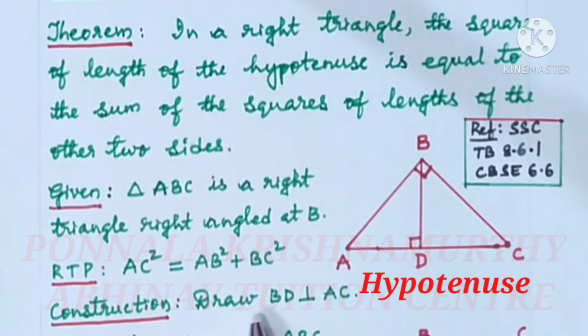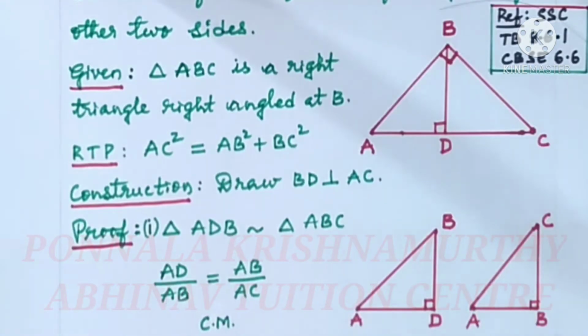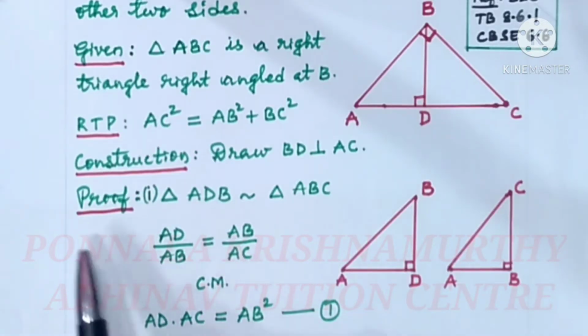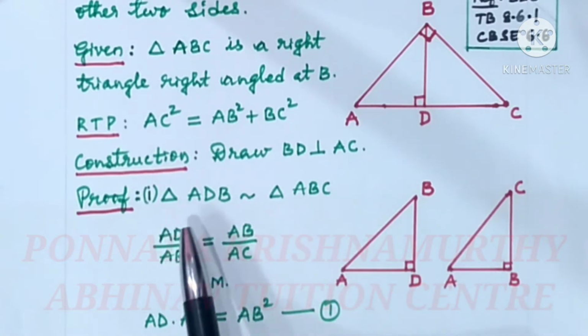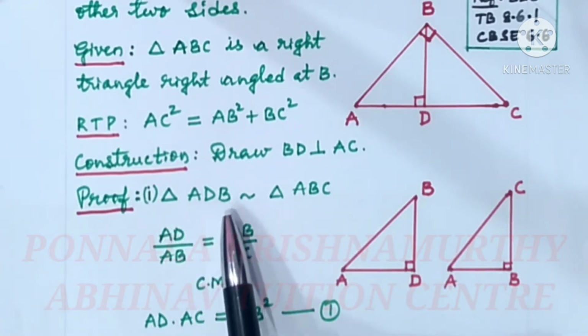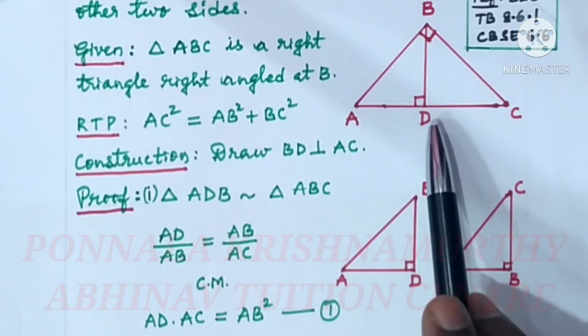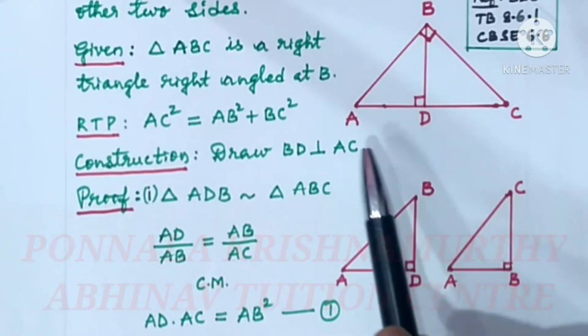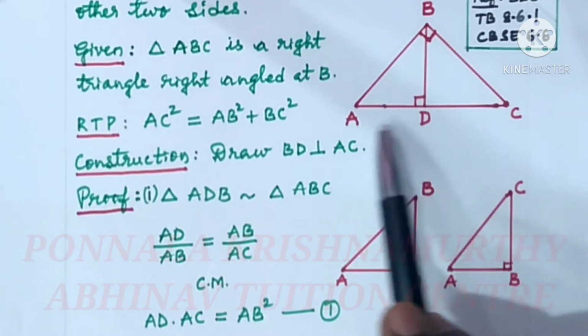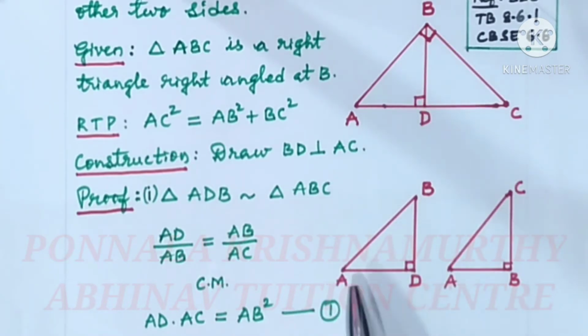Construction: draw BD perpendicular to AC. Proof: here triangle ADB is similar to triangle ABC. This is the triangle ADB and this is the triangle ABC. These two are similar. Here we have ADB and ABC.